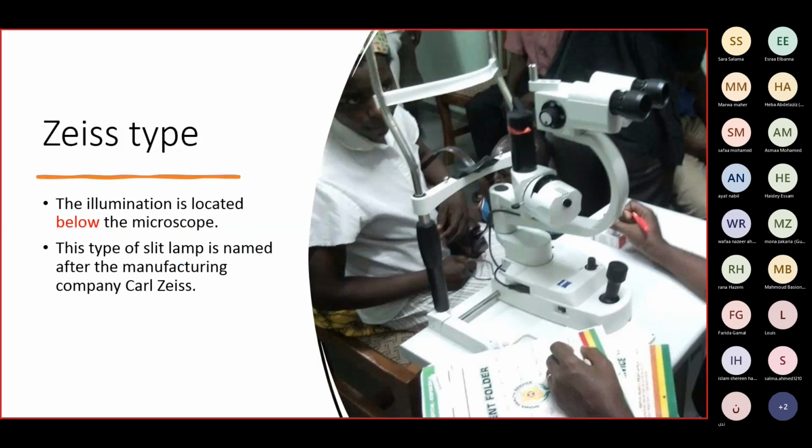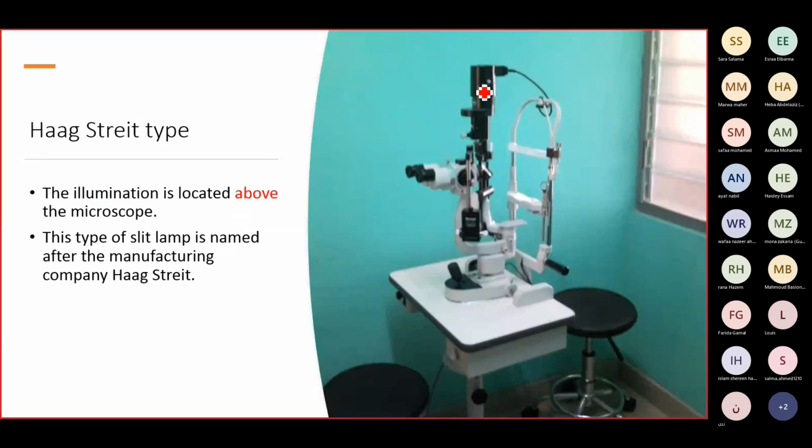We have the Zeiss type, where the illumination is in the lower part of the slit lamp, like here, or we have the Haag-Streit type, the one that we use more commonly, with the illumination in the upper part of the slit lamp, like that.